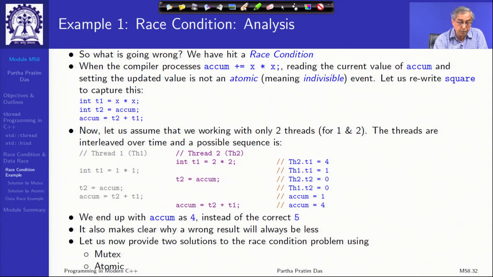What will the compiler do? The compiler has to multiply. The code written is necessarily x star x. Now, the compiler has to compute x star x into a temporary, read the accumulator into another temporary, and then add these two temporaries and put the result in the accumulator. This is the basic process.